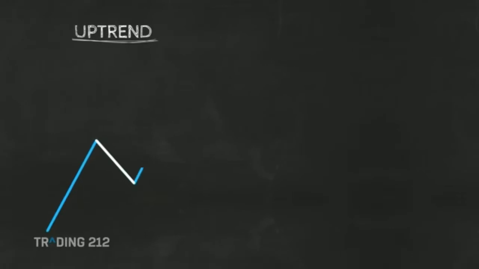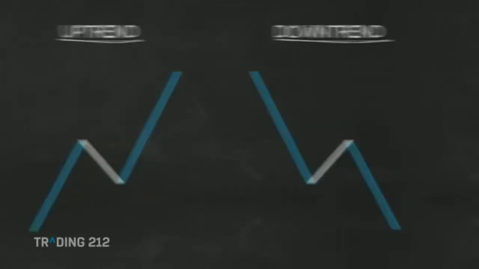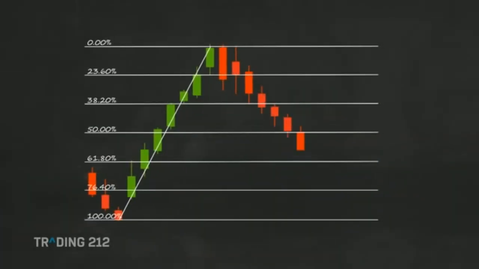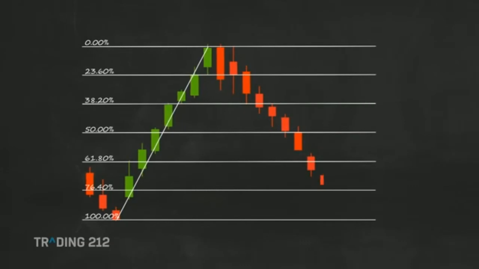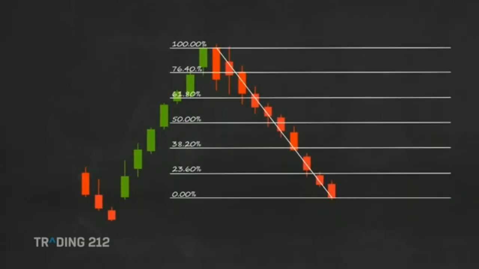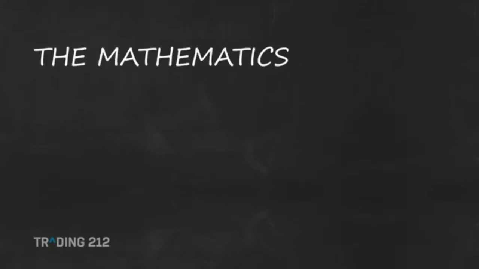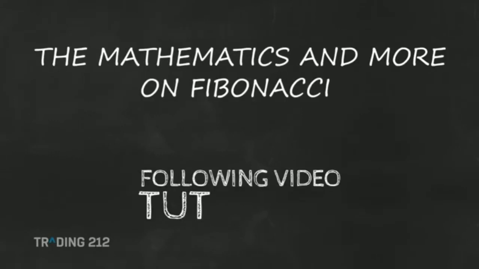So in an uptrend, a price will retrace down a certain percentage of the move before continuing its long upward movement. Likewise, in a downward trend, the price will move up a certain percentage before continuing its long-term downward movement. If the price moves beyond the 50% level, it might be a signal a trend reversal is about to happen, and it may be an opportune moment for switching the direction of your next trade. In this tutorial, we will simply refer to the Fibonacci retracement tool and how to use it. We will be explaining the mathematics and more on Fibonacci in following video tutorials.